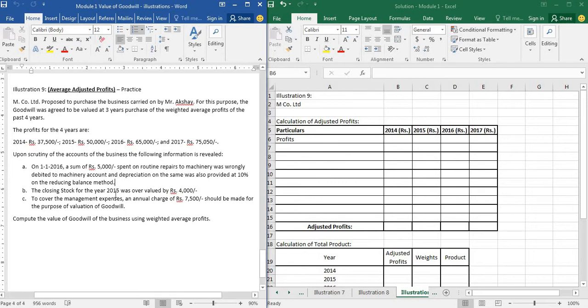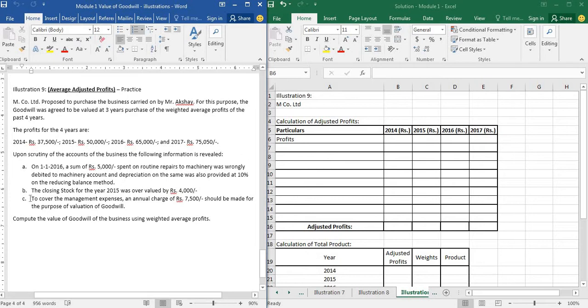The closing stock for the year 2015 was overvalued by 4,000. That means the profits of 2015 were overvalued by 4,000. So in order to make the correction, you have to reduce this from the profits of 2015, and the opening stock of 2016 was also overvalued. So in order to make the correction there, you will have to add this 4,000 back in the year 2016 to the profits of that year.